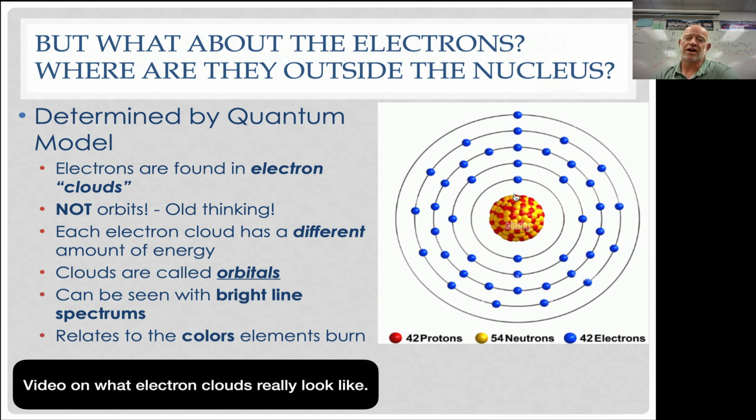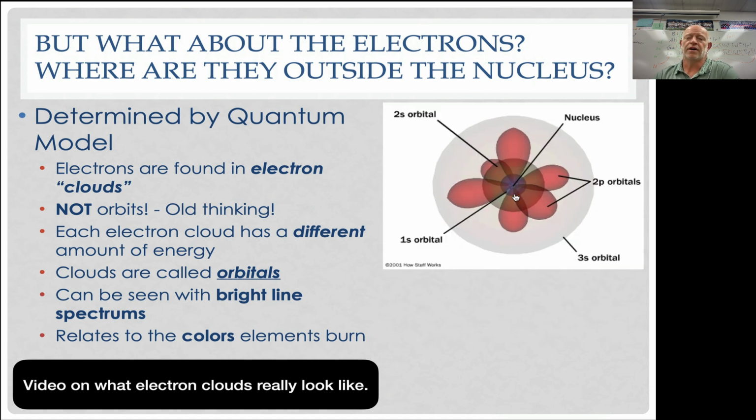But what we found out through our research, this was kind of through the 1930s and 40s, into maybe even a little bit in the 50s, we realized that they don't really have these perfect orbits, okay? So instead, for the last 70 to 80 years, we've known that electrons are really found in what we call clouds, okay? And these clouds can also be called orbitals. That's their official chemistry name, orbitals. But we can think of them as basically being clouds.